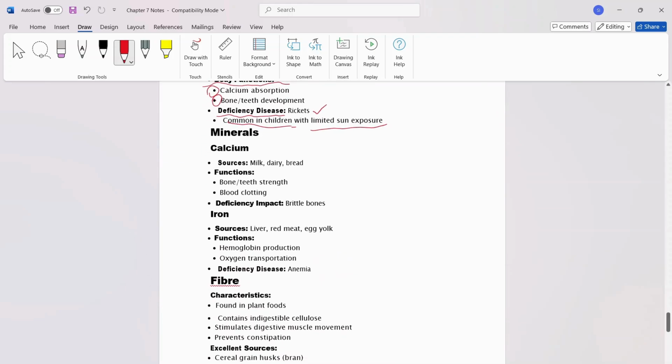Alright, now let's talk about minerals. We have calcium, number 1. The sources are milk, dairy and bread. The functions include bone and teeth strength, blood clotting. Deficiency impact: brittle bones. Next is iron. Sources are liver, red meat, egg yolk. The functions include hemoglobin production, oxygen transportation. Its deficiency can cause anemia.